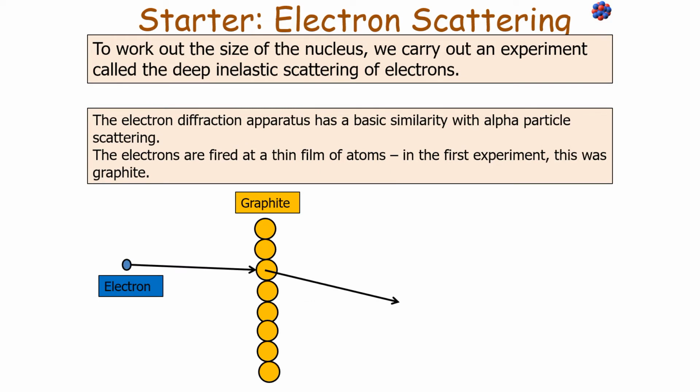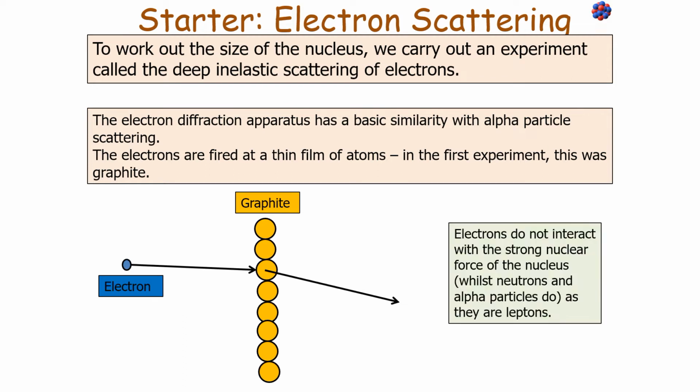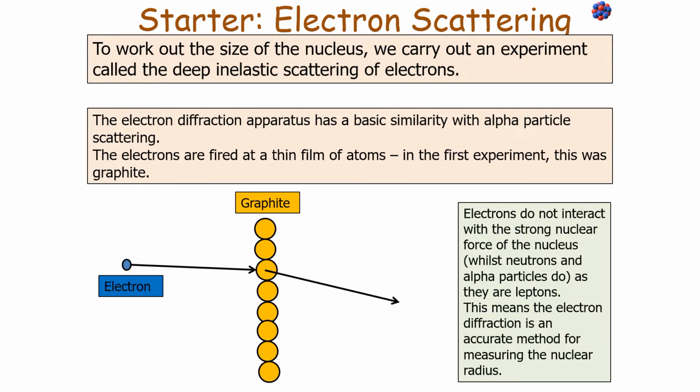The electron diffraction apparatus has a basic similarity with the alpha particle scattering carried out by Rutherford. Electrons are fired at a thin film of atoms. In the first experiment, they used graphite. Electrons are used because they do not interact with the strong nuclear force of the nucleus, whilst neutrons, protons and alpha particles do, because electrons are leptons and are not hadrons. Because of this, electron diffraction is an accurate method for measuring the nuclear radius, because the electrons are not going to be influenced by the strong interactions produced by the nucleus.